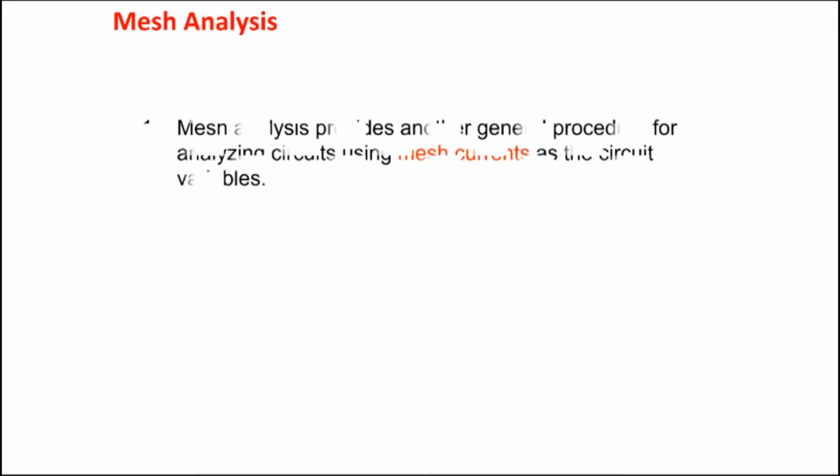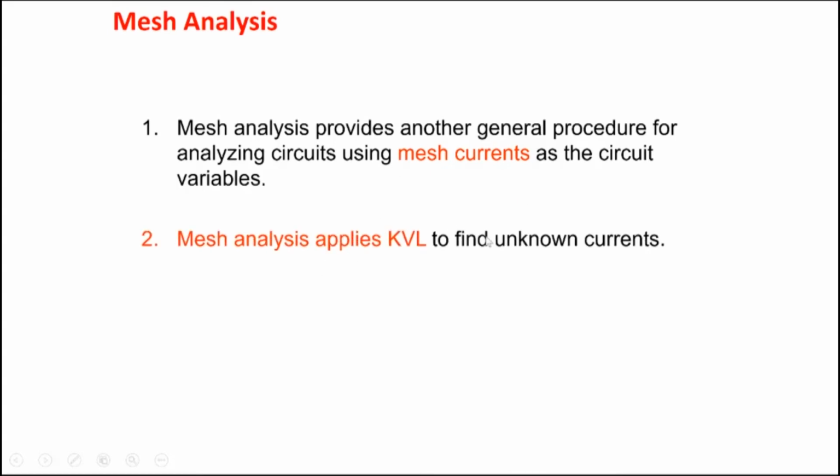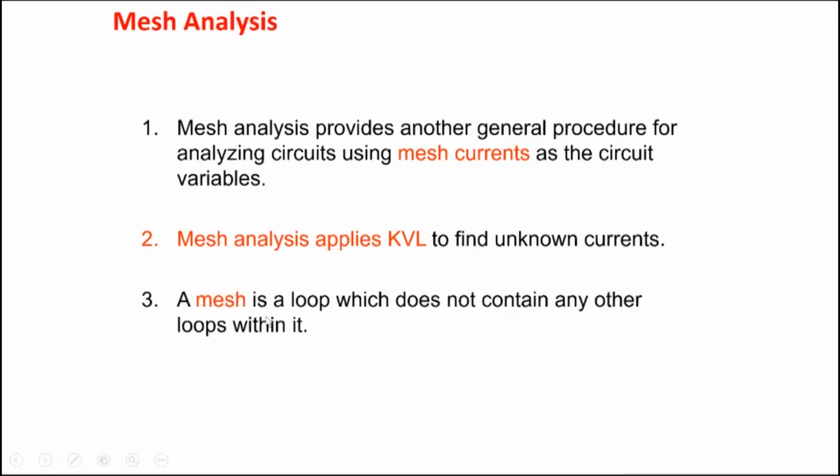And a complementary part, where we try to determine the currents instead of the voltages, is what we call mesh analysis. Mesh analysis is another general-purpose procedure where we use mesh currents as the circuit variables. So what exactly is a mesh? We apply KVL here; in the previous case we applied KCL. A mesh is a loop which does not contain any other loops within it.